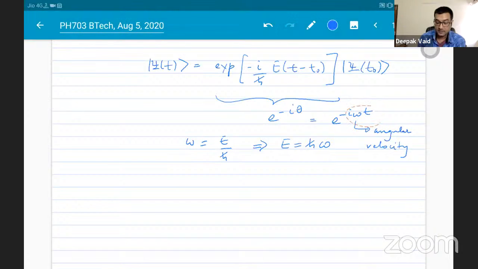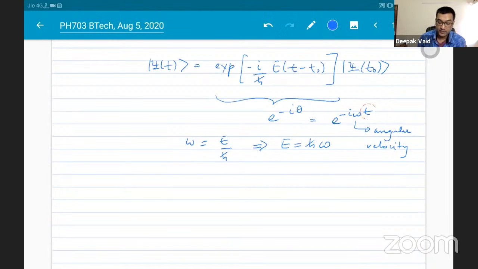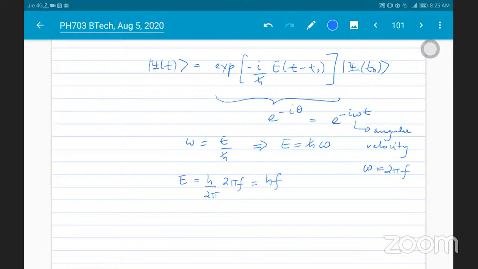Whatever is in the exponent is a phase, it's an angle, right? So if you have an angle that is something times t, then that something must be the angular velocity. Now angular velocity can be related to frequency, right? What is the relation? Omega is equal to 2 pi f. So then I can write E is equal to h bar, which is h over 2 pi, multiplied by 2 pi f, which is equal to hf.